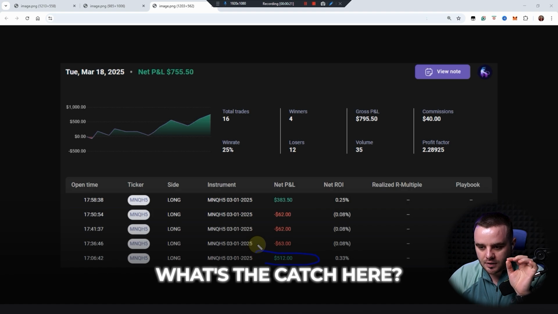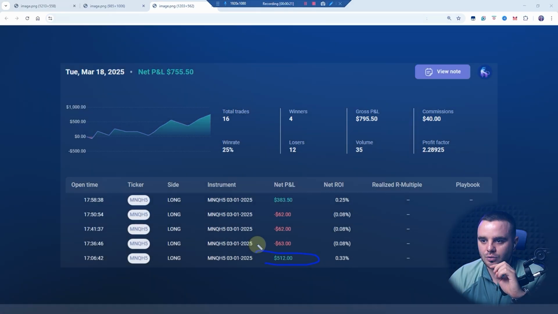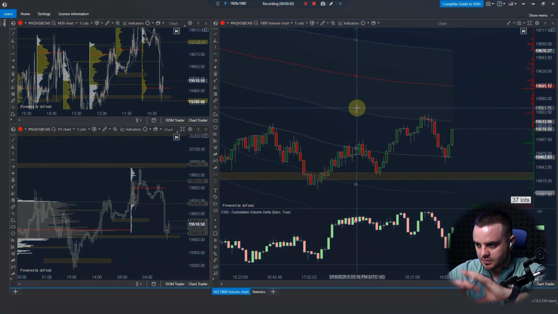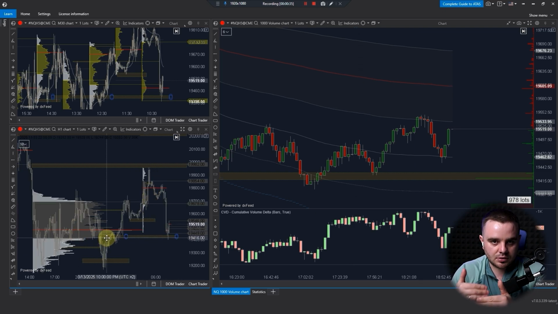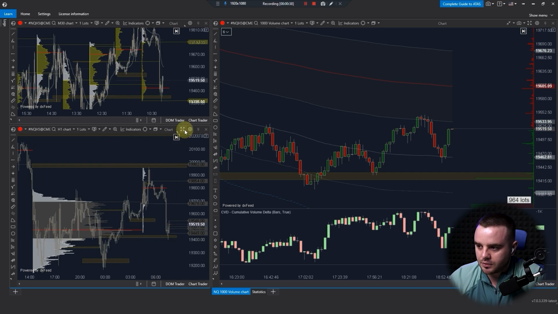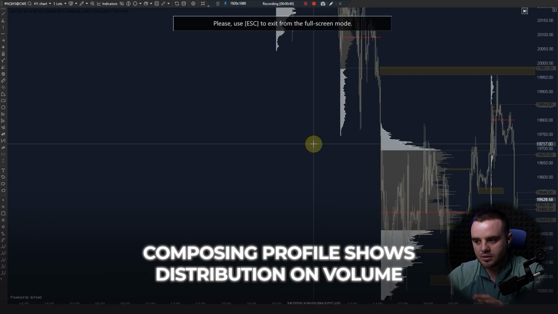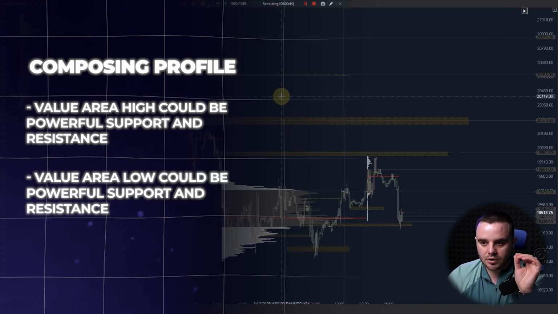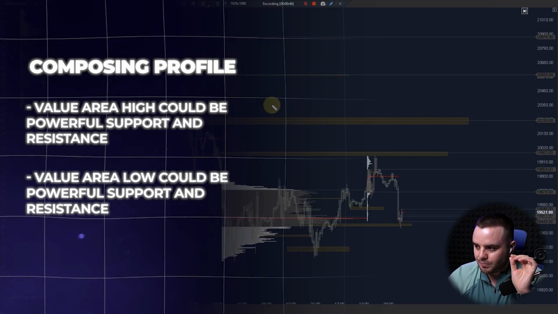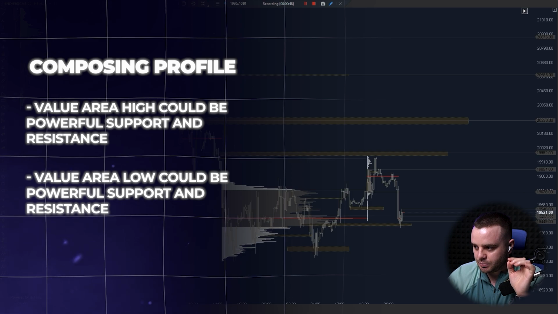First, on a bigger time frame, I use this part, the composite profile. Pay attention, it is a bigger time frame. I use a special tool, the composite profile. Why is this super important for us? Because it shows us the distribution of volume, and often the value area low and value area high of the composite profile could play out as a powerful support or resistance area.